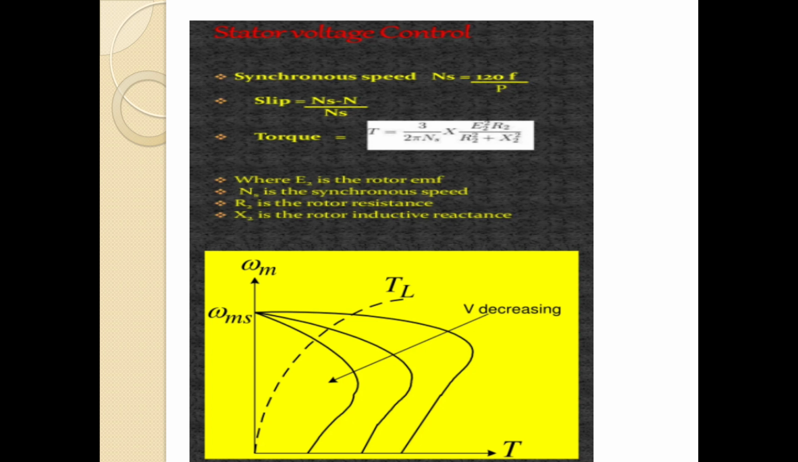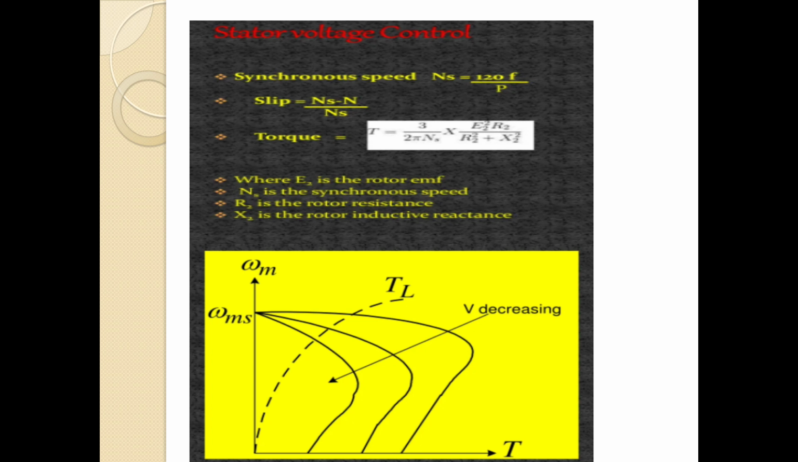The supply frequency is constant. It has two different methods: one is using an auto transformer and another is a primary resistor connected with the stator winding. The synchronous speed Ns equals 120 f divided by P, and slip is (Ns minus N) divided by Ns. Torque T is equal to 3 divided by 2 pi Ns into E2 square over R2 square plus X2 square.